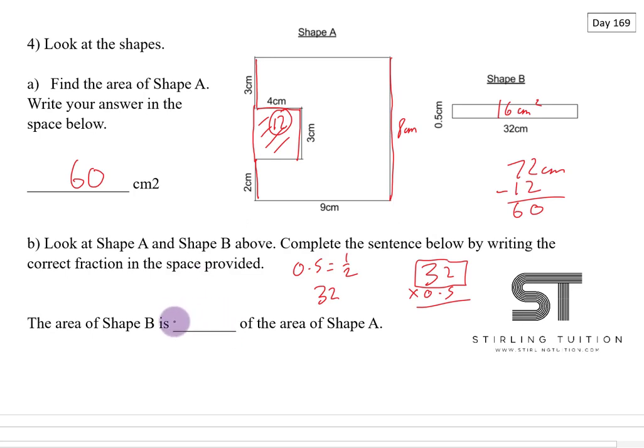Now you could write this in a multitude of different ways. What I would like to see from people I teach is if we've got 16 out of 60, we can reduce this down because they're both even to 8 out of 30, and then we can reduce it down further to 4 out of 15. This would be the answer in its lowest form. However, the majority of time, unless it says write the answer in its lowest form, any of these answers would be sufficient. I'm going to put in here 4/15, but if you put 16 over 60 or 8 over 30 or anything that's equivalent to 4/15, that would be correct.